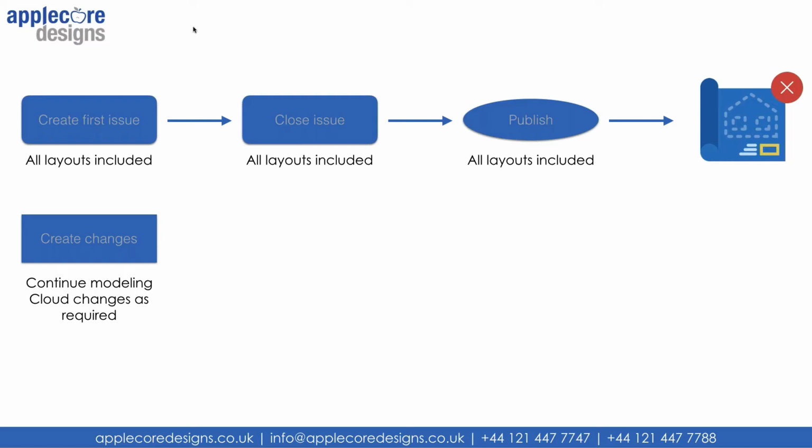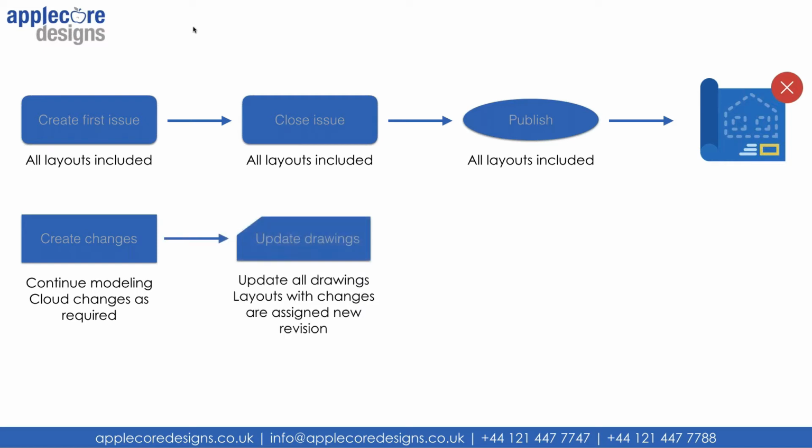Once all of our changes have been made, we'll need to update all our drawings. This is an automatic process, which we just need to start and then let it run through. It doesn't take particularly long. During this process, ARCHICAD marks each layout that contains a new revision.